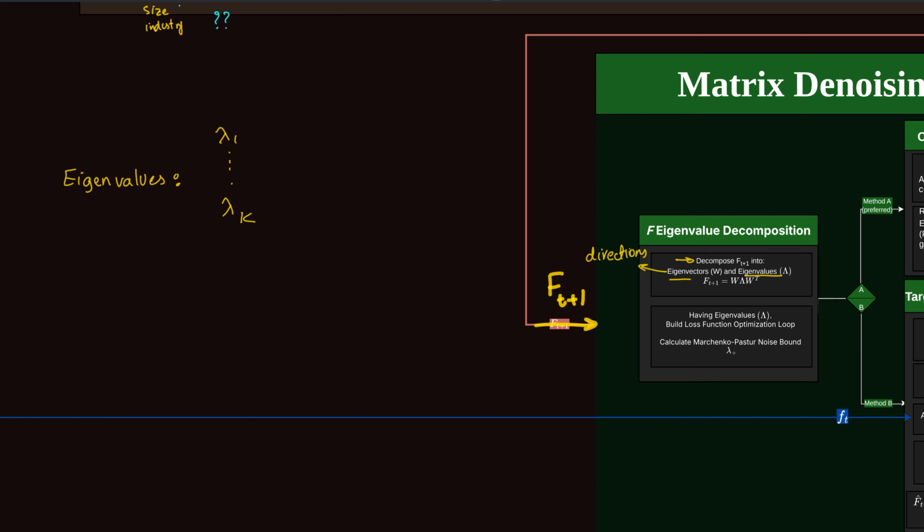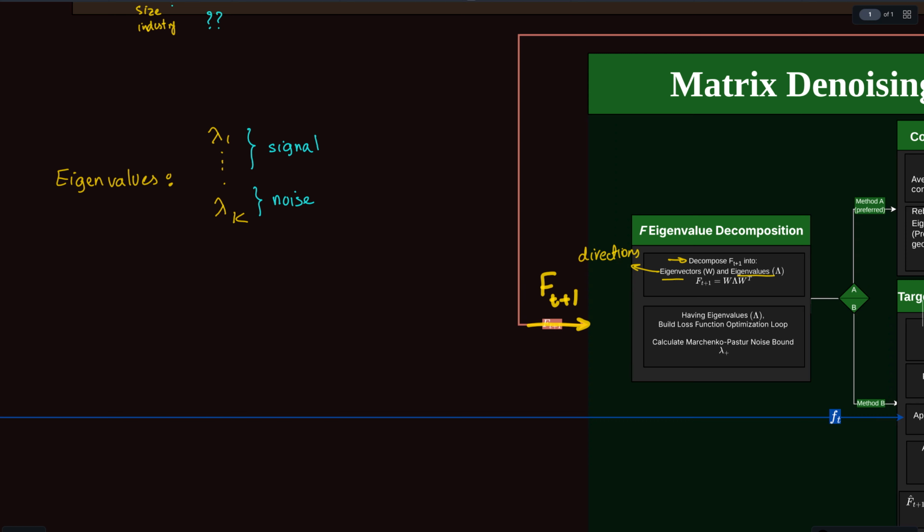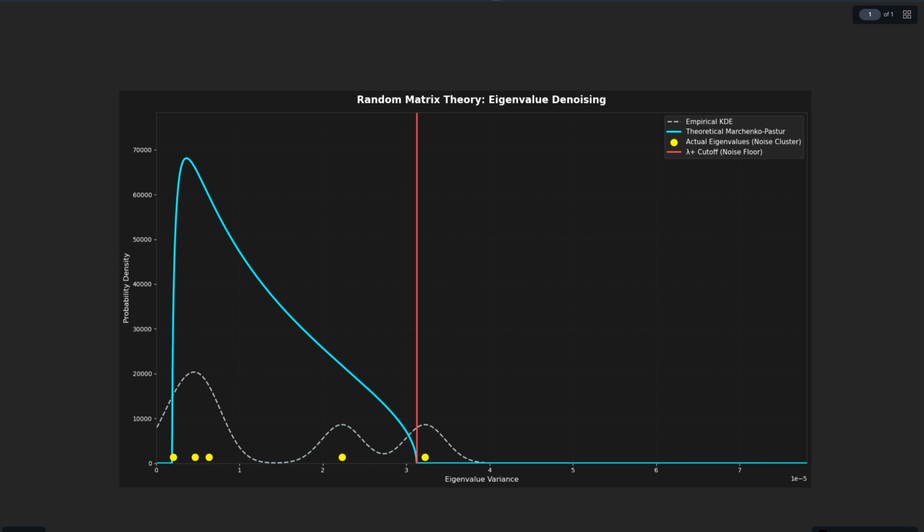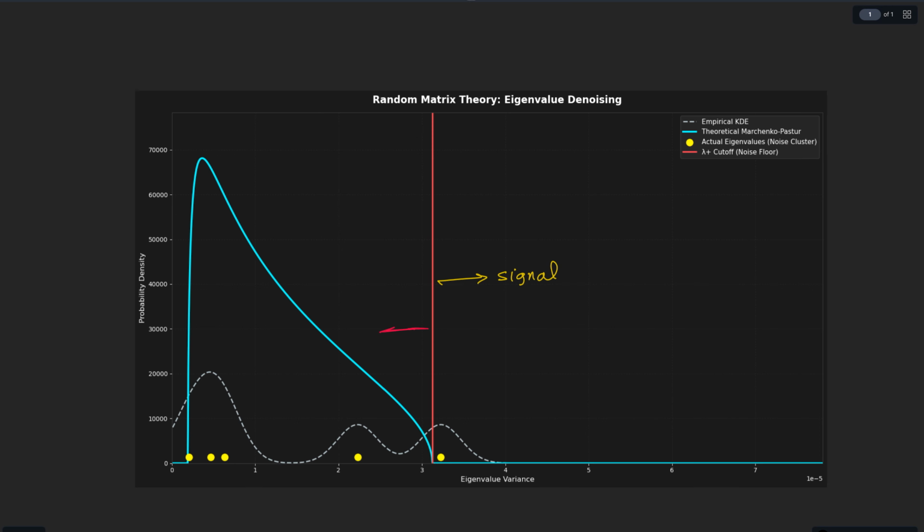Now, the idea is some of these eigenvalues are real, meaning they represent true economic signal or information, and some are just pure noise. But here's the question: how do we actually know which one is real and what's just finite sample noise? This is where we bring in the Marchenko-Pastur threshold. What this does is give us a strict mathematical cutoff. Anything above this line is true economic signal, and anything below it is just statistical static.